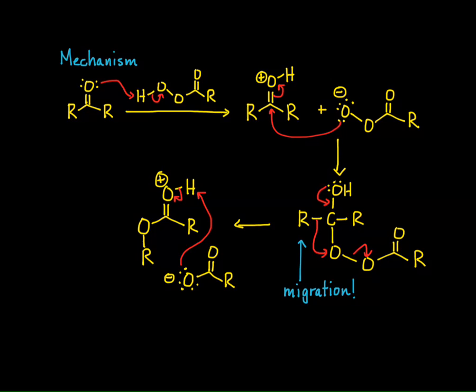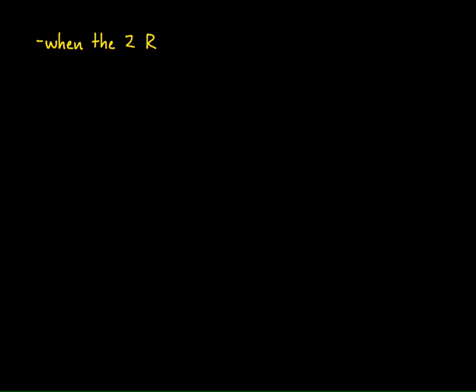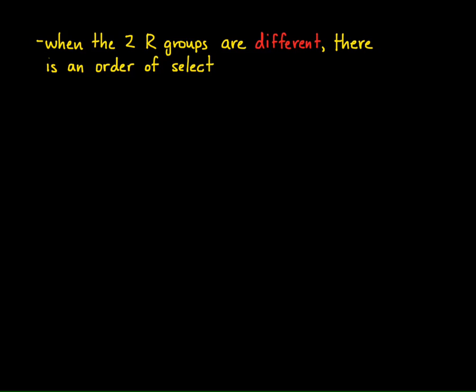So after that we simply have to deprotonate the carbonyl oxygen, and the result is an ester, and then of course the carboxylic acid that comes from the peroxy acid to begin with, right? So we form an ester, and then as a side product we form a carboxylic acid. All right, so let's think about what happens when the two R groups are different. Well, when they're different, there's an order of selectivity of the group that migrates, right?